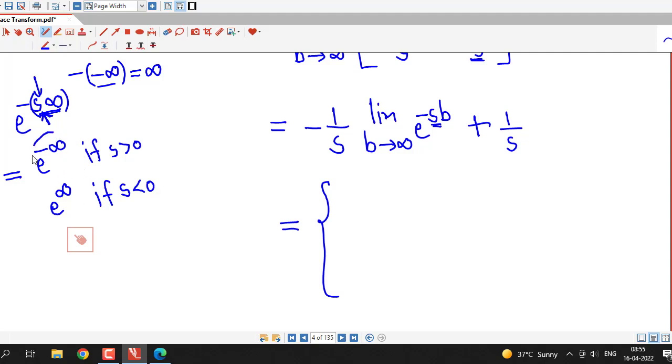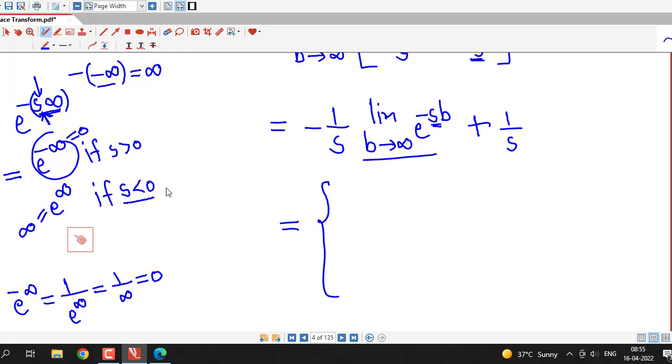Now e raised to minus infinity is 0. We can rewrite e raised to minus infinity as 1 over e raised to infinity, and 1 over e raised to infinity is 0. So we will obtain 0 for this limit if s is positive, and we will obtain infinity if s is negative. So there are two possibilities.